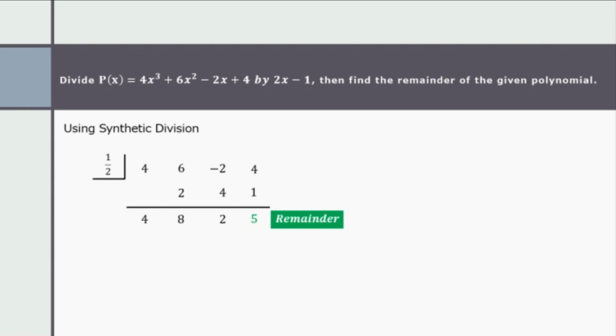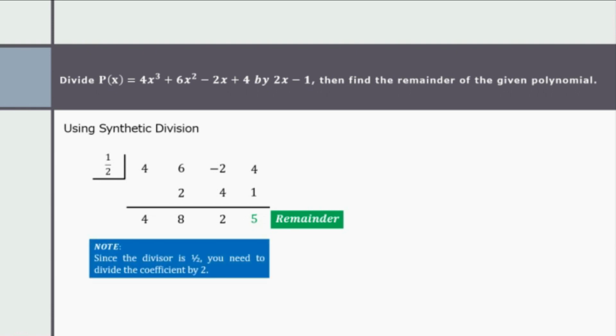But wait, it is not yet the final answer. Remember that the numerical coefficient of the variable x in the divisor is greater than 1. So the number written in the box is 1/2. So the next step here would be dividing 4, 8, and 2 by 2. From 1/2, we need to divide 4, 8, and 2 by 2, except the remainder.